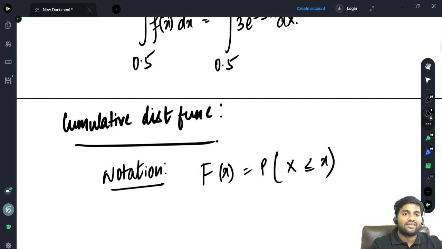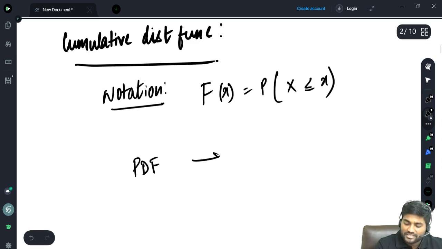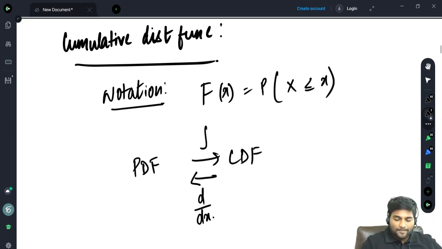In a continuous random variable, probability at a particular point is not defined. Okay, for example, x is equal to 0.5. So, if you integrate it from 0.5 to 0.5, the answer will be what? 0. Okay, so at a particular point, probability is not defined. So, when we go from PDF to CDF, we will do what? Integrate. And when we come from CDF to PDF, we will do what? Differentiation. Okay.